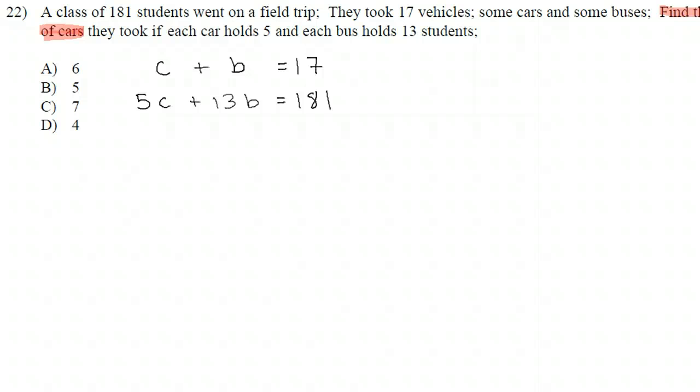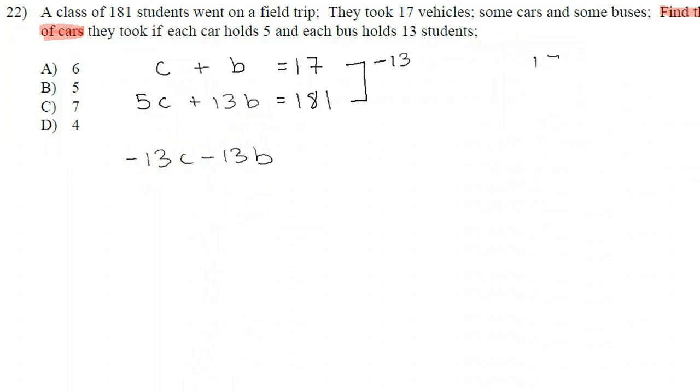We can use elimination or combination or substitution. I think, again, most of us are comfortable with combination, so I'm going to use that. And so all I'm going to do, if I want the number of cars, it'd be best if we probably eliminated the number of buses. So I'll multiply by negative 13. And so I get negative 13C minus 13B.